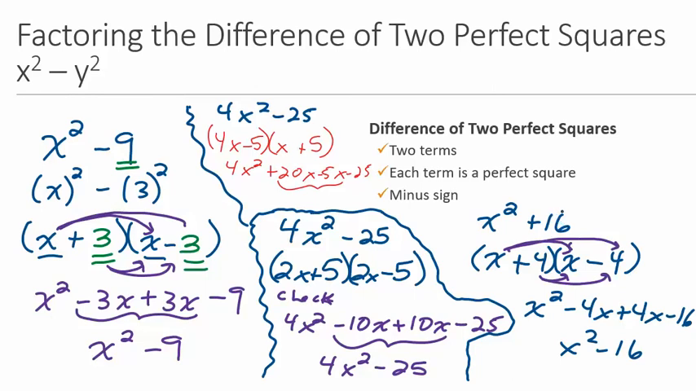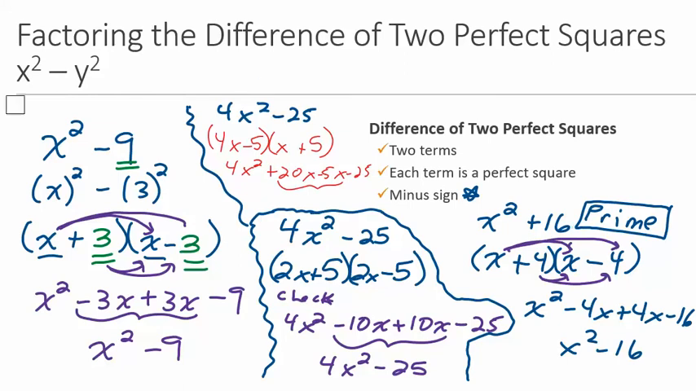So there is no way to factor this. This is not factorable. x squared plus 16 is not factorable. So what we say is, we say it's prime. Okay, that would be the answer. That's why we have to have a minus sign in order to factor this thing. If you see a perfect square plus a perfect square, it's prime. It's not going to be able to be factored.